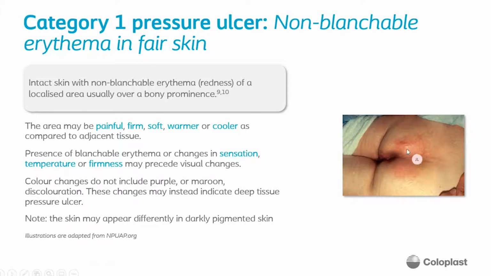So I'm just going to use the mouse here to highlight this area over the ischial tuberosity, that seating bone that I've been talking about. And you can see that there's a slightly darker red area. I'll move the mouse out of the way now so that you can actually have a look. But that's category 1 pressure damage.